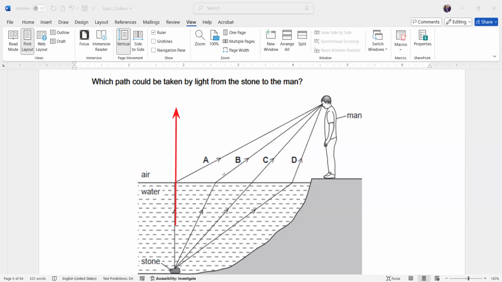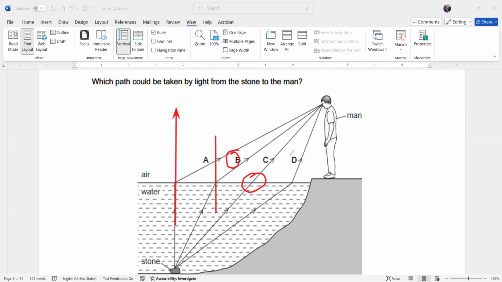What about B? When we draw the normal, moving from water to air, what should happen? The speed should increase, so the angle should also increase. That's why B is the right answer. What about C? The mistake in C is that there is no change in direction. It's not passing along the normal. If it is passing along the normal, only in that case it won't change direction.